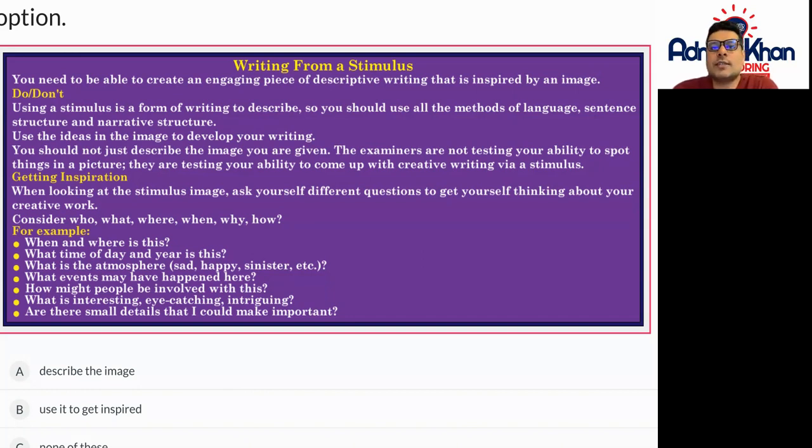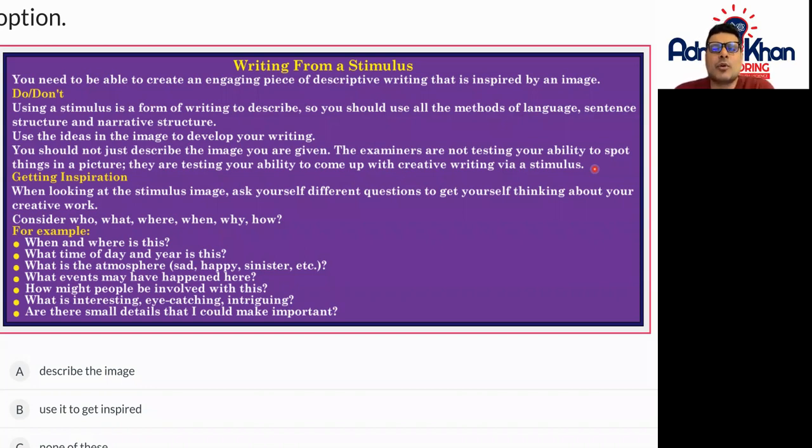So first of all, using a stimulus is a form of writing to describe. So you should use all the methods of language, sentence structure, and narrative structure. Use the ideas in the image to develop your writing. You should not just describe the image you are given. The examiners are not testing your ability to spot things in a picture. They are testing your ability to come up with creative writing via a stimulus.